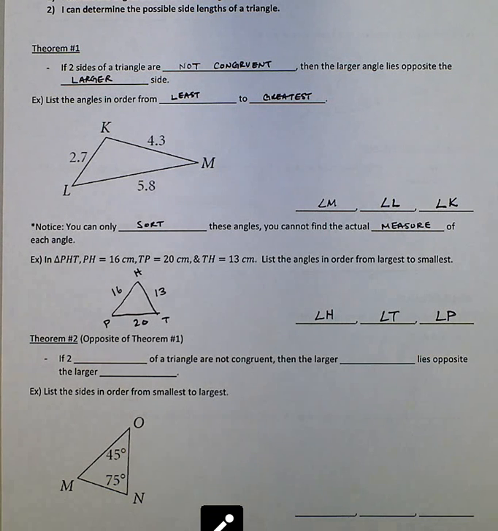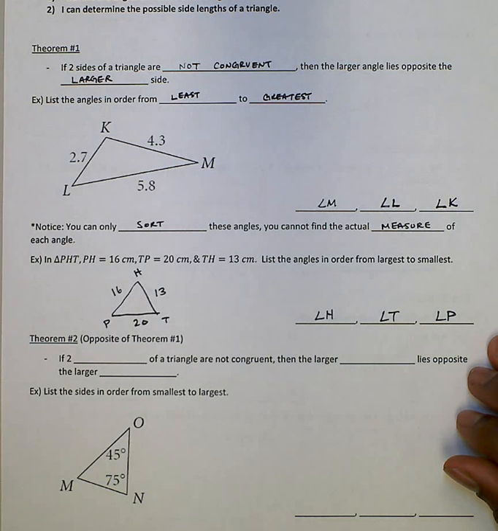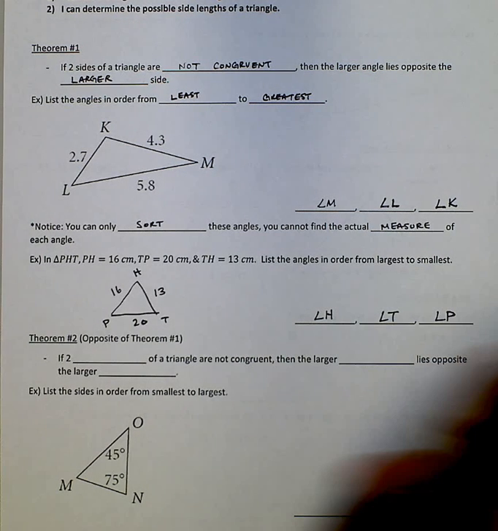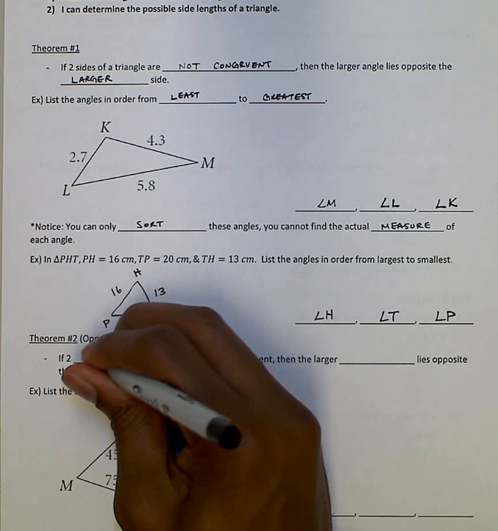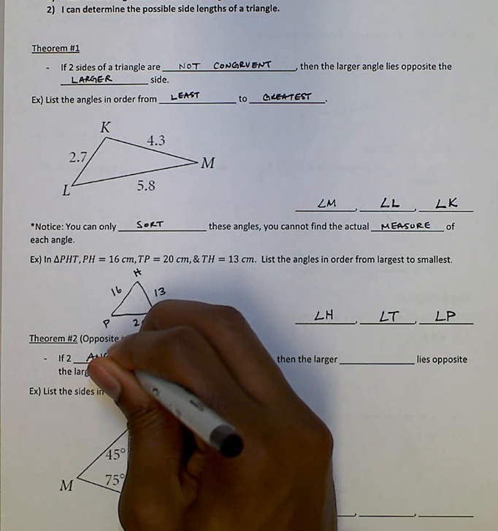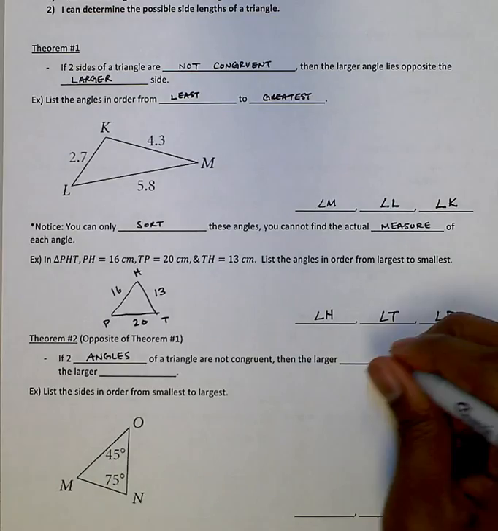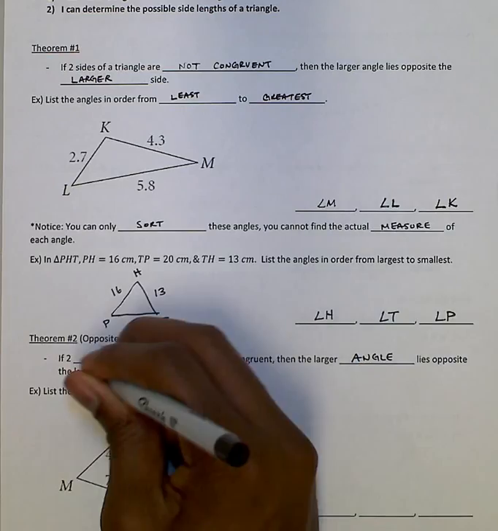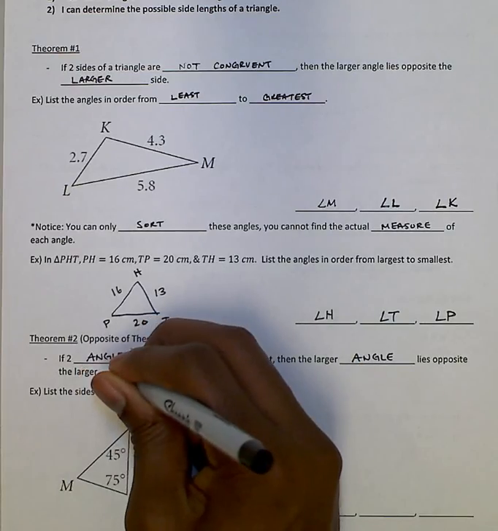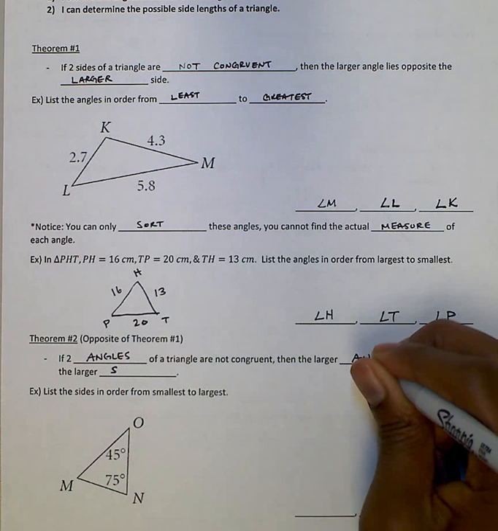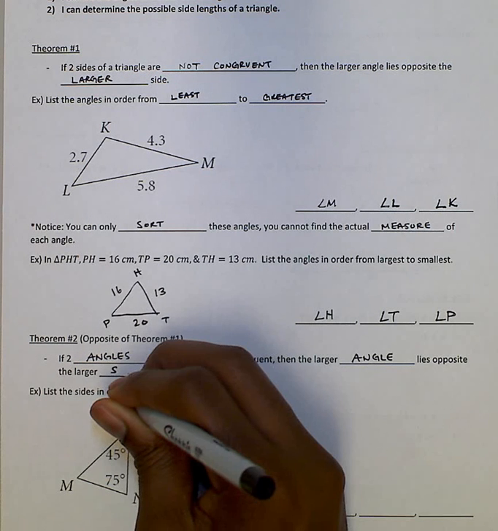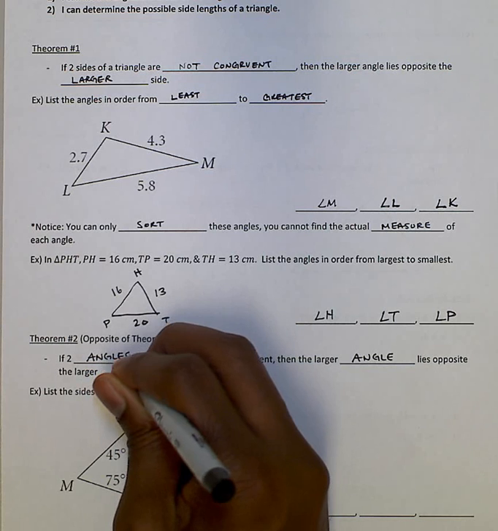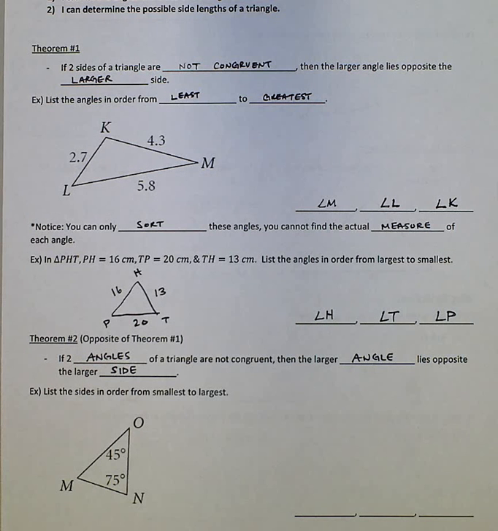Okay, all right, next theorem. Theorem 2 says if two angles of a triangle are not congruent, so now we're talking about angles and not sides, then the larger side lies opposite the larger angle. Okay, basically the same thing. We're looking at it from the other way. So now we're going to list the sides in order from smallest to largest.